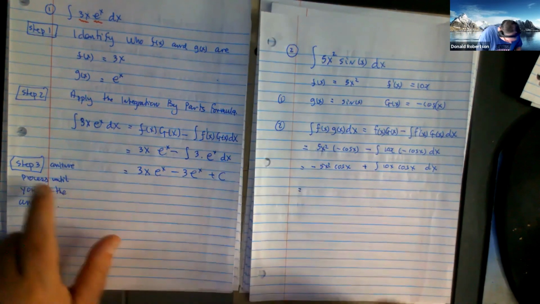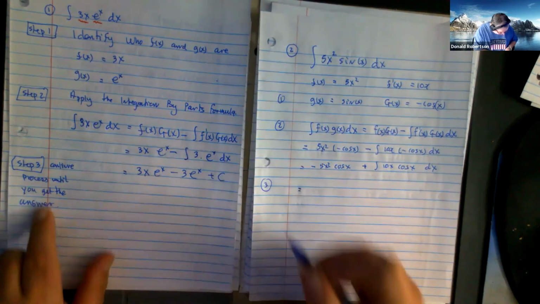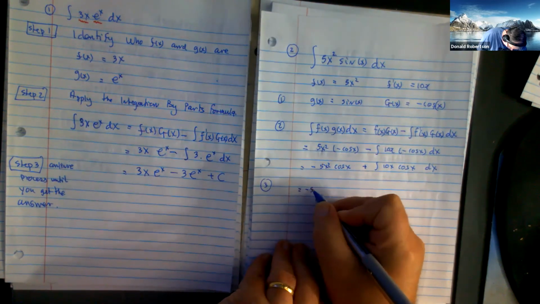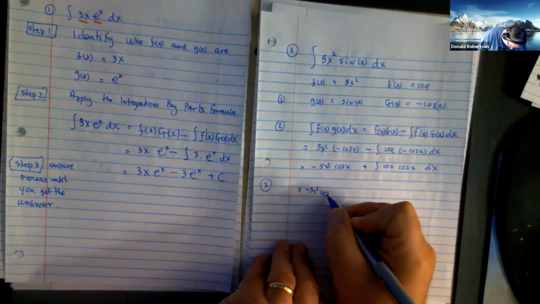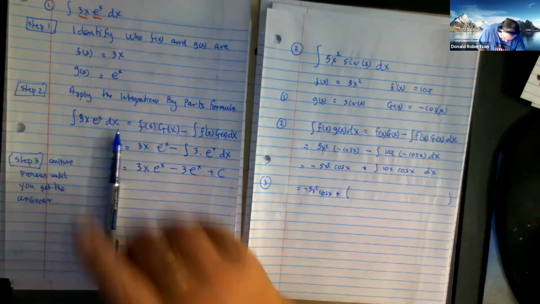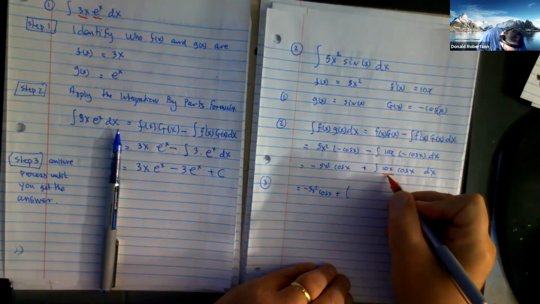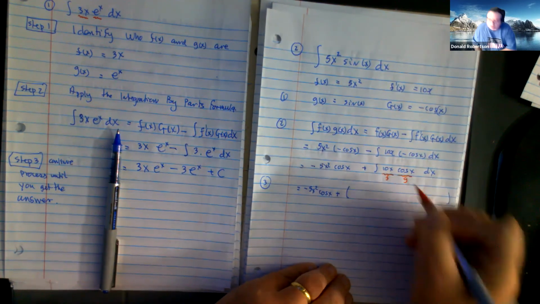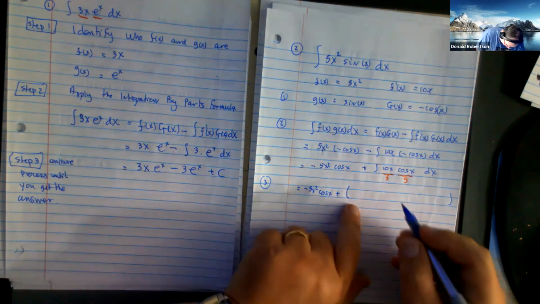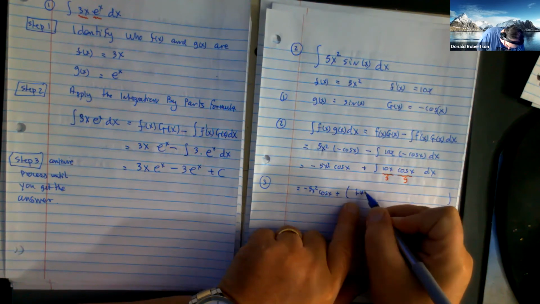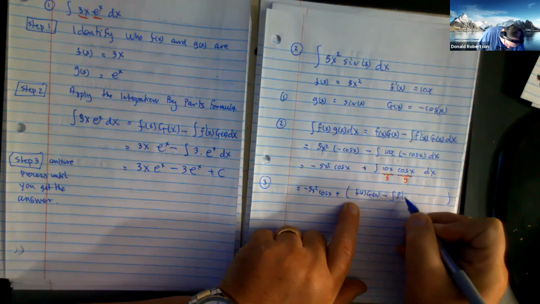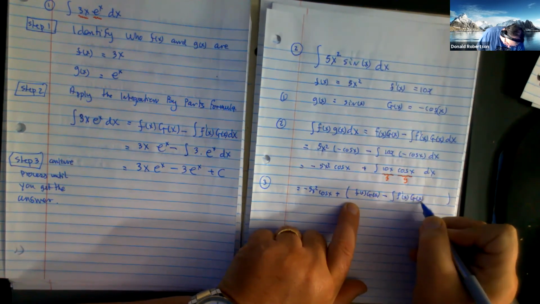So that's where step 3 comes in. Continue the process until you've got an answer. So I've got negative 5x squared cosine x plus this fella. Now in this one, are you happy with this being f and this being g? So we are going to do f of x, capital G of x, take away f dashed of x, capital G of x, dx.